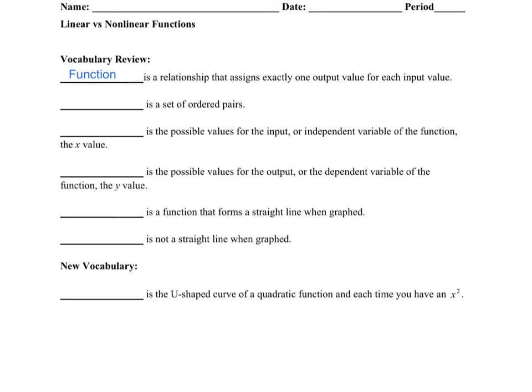A relation is a set of ordered pairs. It's basically a coordinate. You have your x value and your y value. The domain is the possible values for the input or independent variable of the function, the x value.